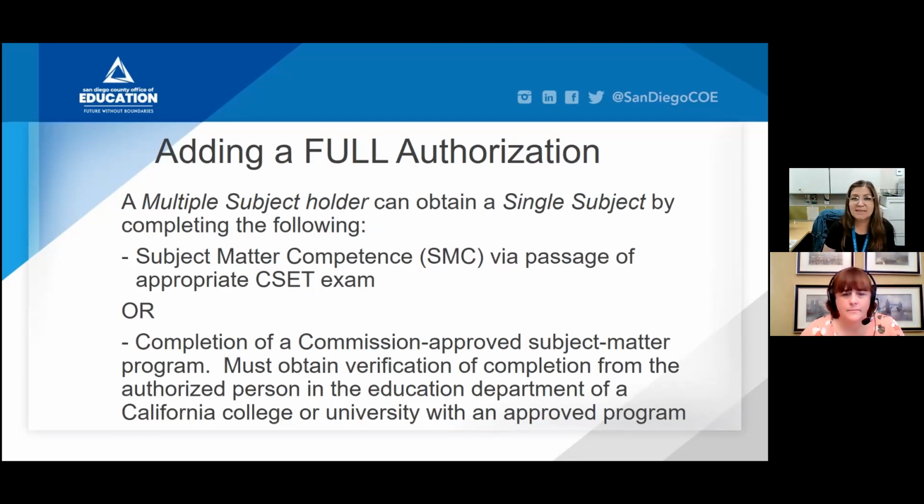The first one is CSET, showing that subject matter competence has been passed. For the multiple subject, they're already going to have that. So now let's say they're going to add English single subject, they're going to need the English exams passed for CSET. The other way is if they complete a commission approved subject matter program, and they would get a verification from the college or university that they have met subject matter for that specific content from the education department.